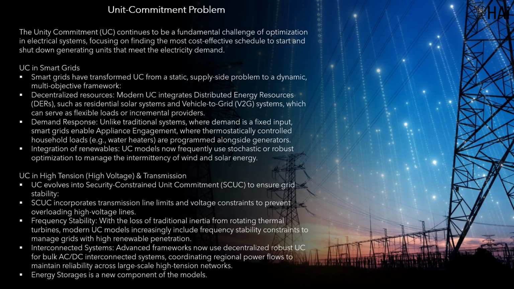Frequency stability. With the loss of traditional inertia from rotating thermal turbines, modern UC models increasingly include frequency stability constraints to manage grids with high renewable penetration. Interconnected systems. Advanced frameworks now use decentralized robust UC for bulk AC/DC interconnected systems, coordinating regional power flows to maintain reliability across large-scale high-tension networks. Energy storage is a new component of the models.